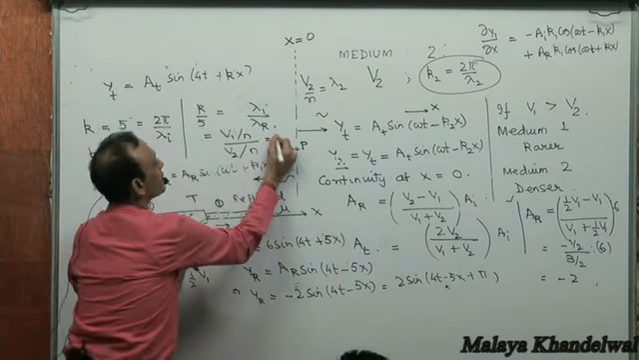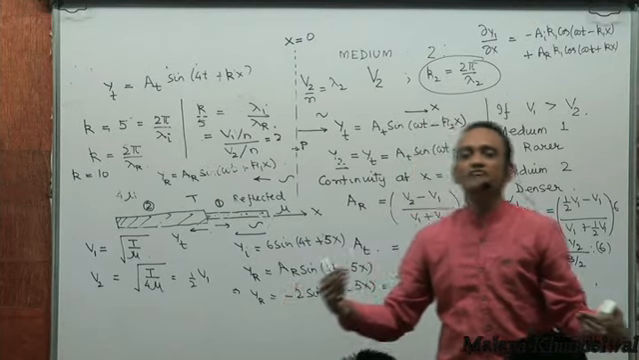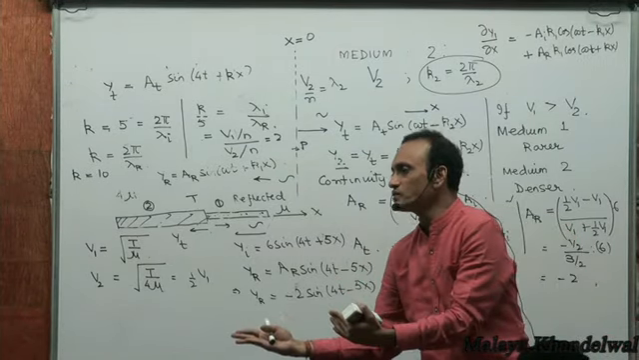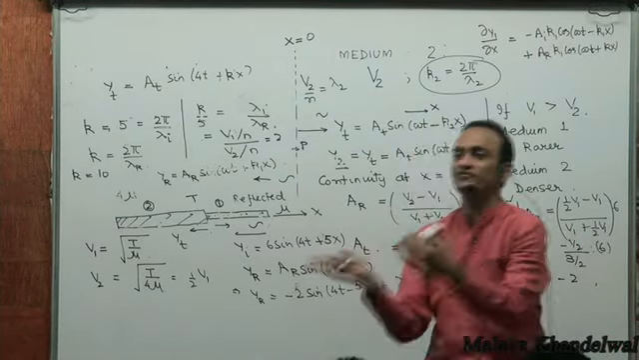So do you all understand the mechanism of reflection of a transverse pulse from a rarer to a denser medium, and from a denser to a rarer medium? And what happens upon reflection from a rigid support? What happens on reflection from a rigid support?